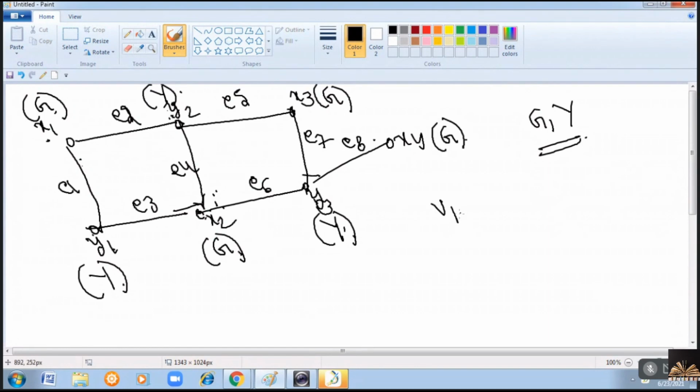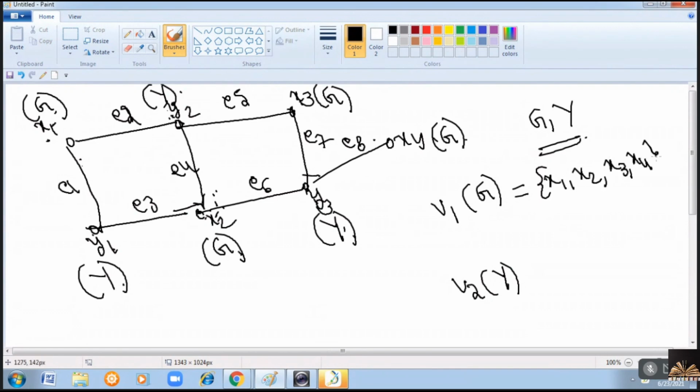Now you divide the vertices into two groups, right? So green colored vertices you divide into one group, yellow colored vertices you divide into one group. Now green colored vertices are what? x1, x2, x3 and x4, right? Now what are yellow colored vertices? y1, y2, y3. These are the yellow colored vertices.